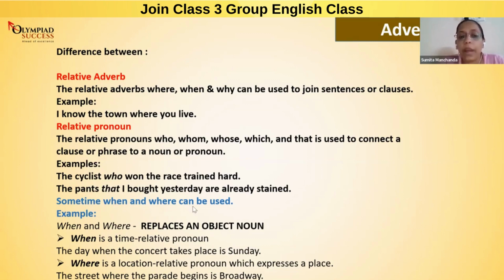Sometimes when and where can be used. Sometimes you can use where and when if it's needed. Because in a sentence, if when is needed, you cannot say that no, I am going to use who over there because it's a relative pronoun. No. If there is a need for you to use when and where, you can use them. When and where replace an object noun. When is a time relative word.